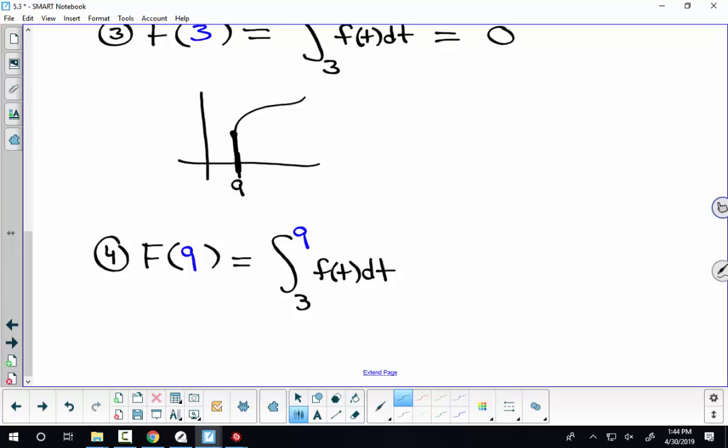-32? Yeah. Okay, yeah. So F starts at 3. If we go from 3 to 5, we accumulate a +3 area. And then if we go from 5 to 9, we have an area of 35 that's below the x-axis. So the net area from 3 to 9 is -32. Do you have any questions on that?